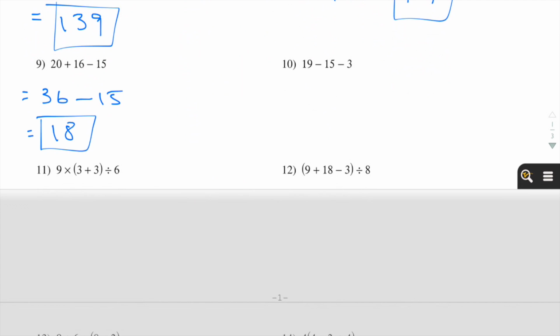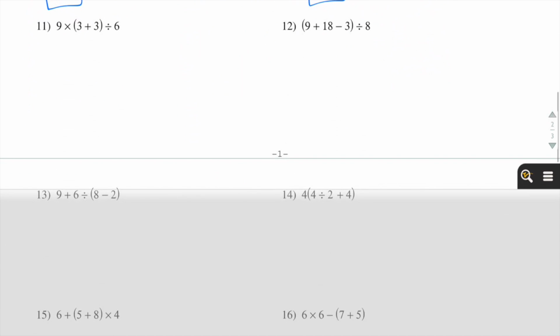Okay, number 10. I'm sorry, this is actually 21. Number 20, 19 minus 15 minus 3. So again, we have just subtraction, so we can just go left to right. 19 minus 15 gives us 4, minus 3. 4 minus 3 ends up giving us 1 as the final answer.